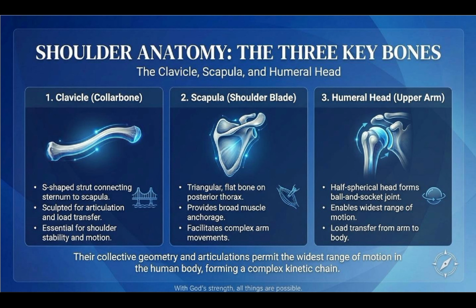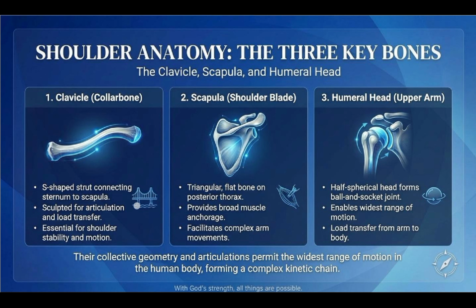I'm going to just give you an overview before going into the in-depth part of this course. Now, the clavicle, what are we going to say about the clavicle? The clavicle is an S-shaped strut connecting the sternum to the scapula. So what is the clavicle doing? It is connecting the upper limbs to the trunk.